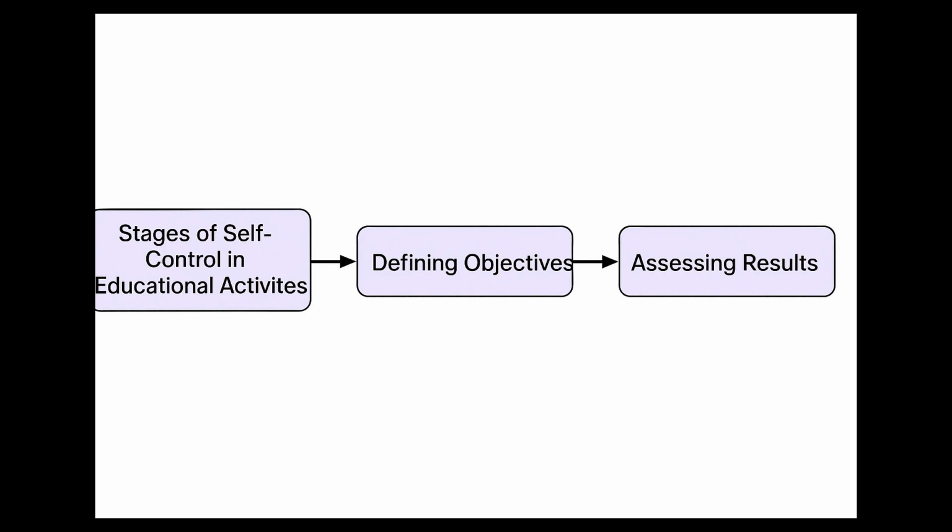Finally, the stage of assessing results closes the self-control cycle. Students evaluate what they have achieved compared to their initial goals. They analyze their successes and difficulties, reflect on what worked well, and identify areas for improvement.